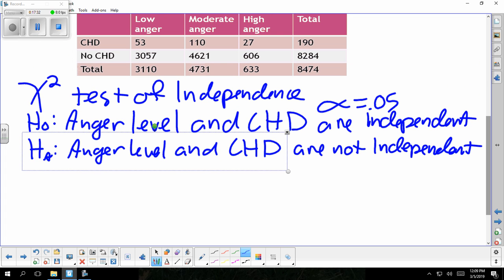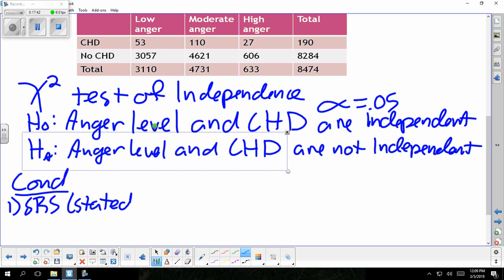And just check our conditions. SRS stated in the problem. And then we need to verify our expected counts. So I'm going to give you a second to go ahead and type this matrix into your calculator, and then go ahead and run the test and find the expected counts. See if you can come up with the chi-squared value, your p-value, and your expected counts. So word to the wise, when we're entering the matrix, we do not put the totals in there. So don't put the totals in there.